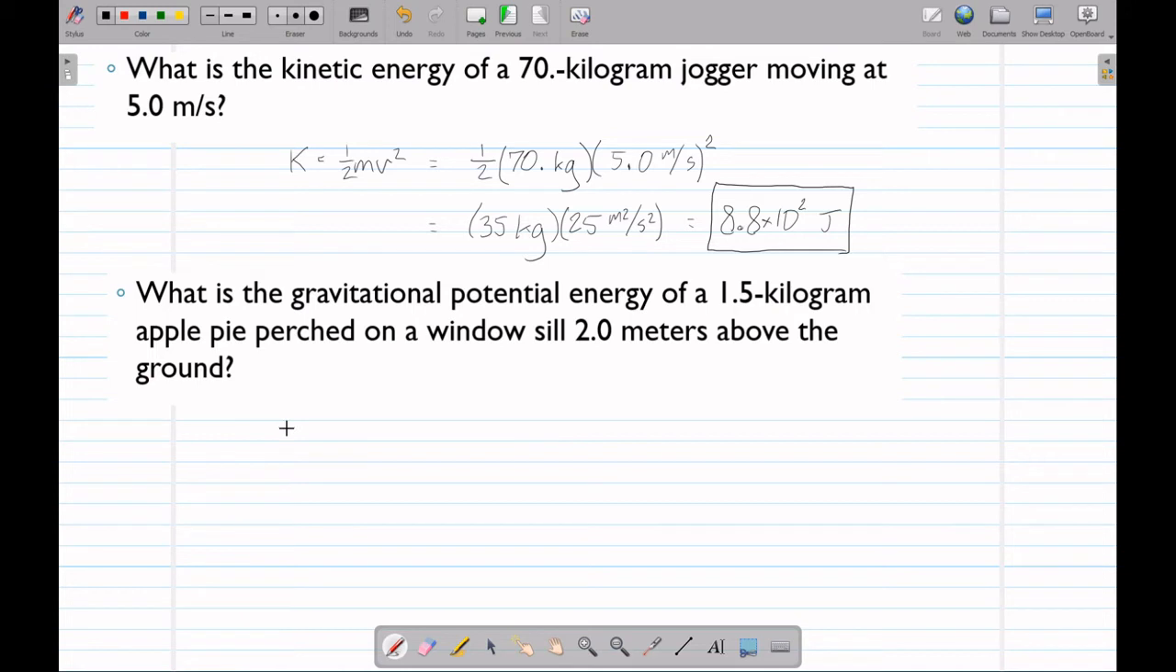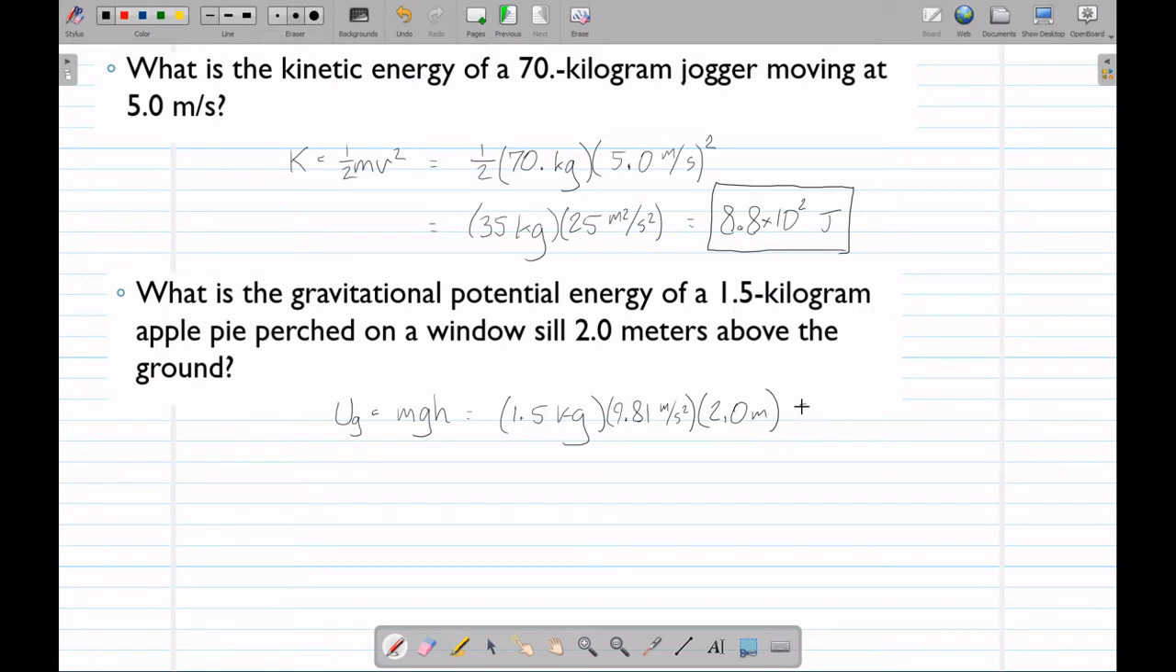All right, here we have another sort of plug and chug problem. This time we're solving for gravitational potential energy instead of kinetic energy. What is the gravitational potential energy of a 1.5 kilogram apple pie perched on a windowsill 2.0 meters above the ground? We will use the formula for gravitational potential energy, which is mass times gravity times height. And plugging in the numbers, the mass of the apple pie is 1.5 kilograms. We assume that this apple pie was baked right here on good old planet Earth, so we will use 9.81 meters per second squared, the gravity, and the height of the apple pie is 2.0 meters.